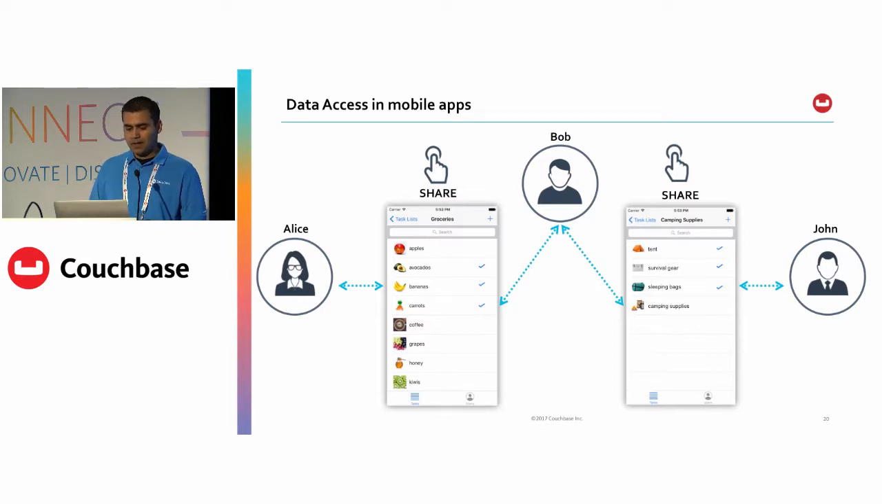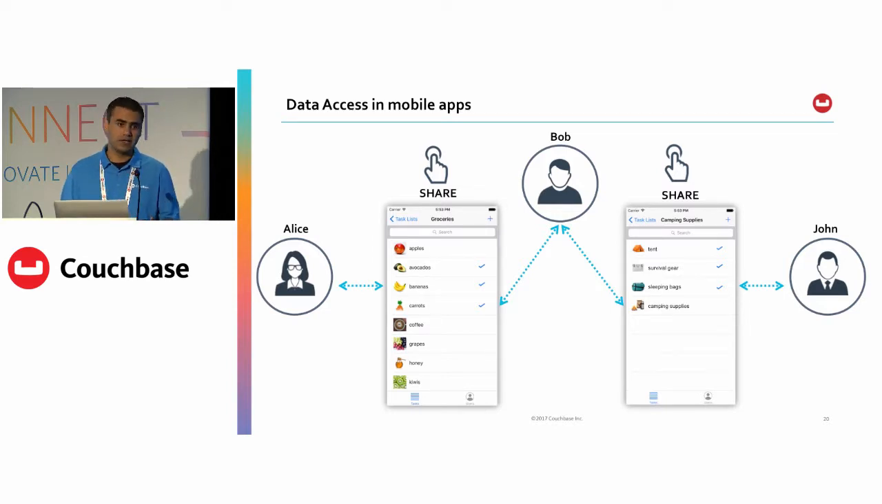Sure. All right, let me go into the user and the data access in mobile apps. So this is the to-do application where I've got a user, Bob, who's essentially got a list of groceries, my favorite example. And then he also is an avid outdoors person, has a camping trip planned. Now, as far as groceries are concerned, Bob would like to share that with Alice, who happens to be his roommate. And the camping trip, Bob is planning with another friend of his, which is John.